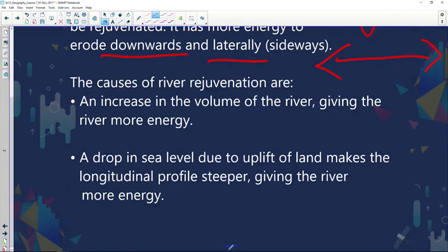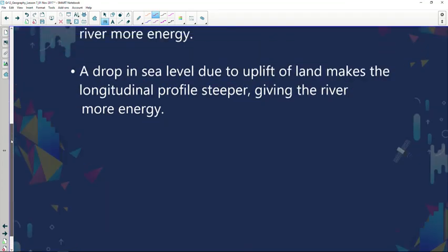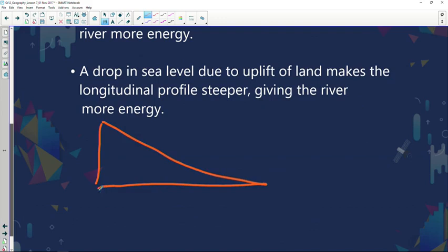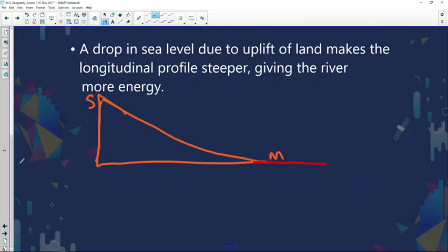So basically, what happens is we've got upliftment of land. Now, let's say for instance, this was our old longitudinal profile. And this was our source, and this was our mouth. Now, in red pen, this is where the ocean used to be. In grade 10, you've learned about isostatic uplift. But we're just going to concentrate on upliftment of land. Basically, because of pressure on the mantle, we're experiencing an uplift of land.